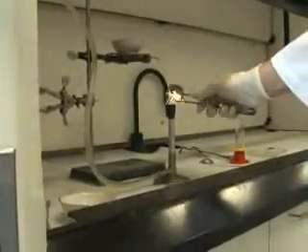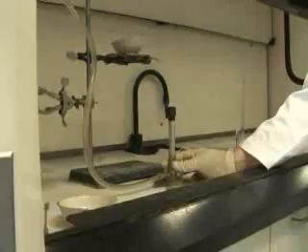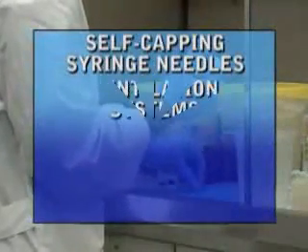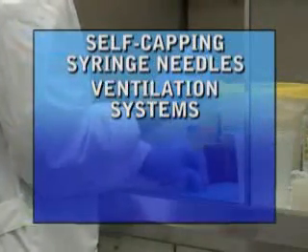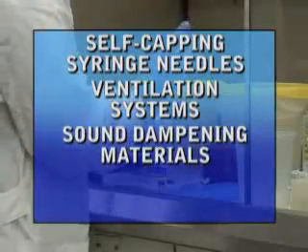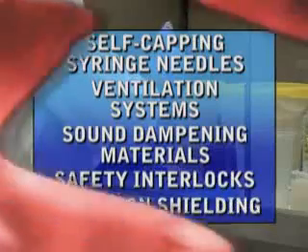Engineering controls eliminate or reduce exposure to chemical or physical hazards through the use or substitution of engineered machinery or equipment. Examples include self-capping syringe needles, ventilation systems such as a fume hood, sound dampening materials to reduce noise levels, safety interlocks, and radiation shielding.